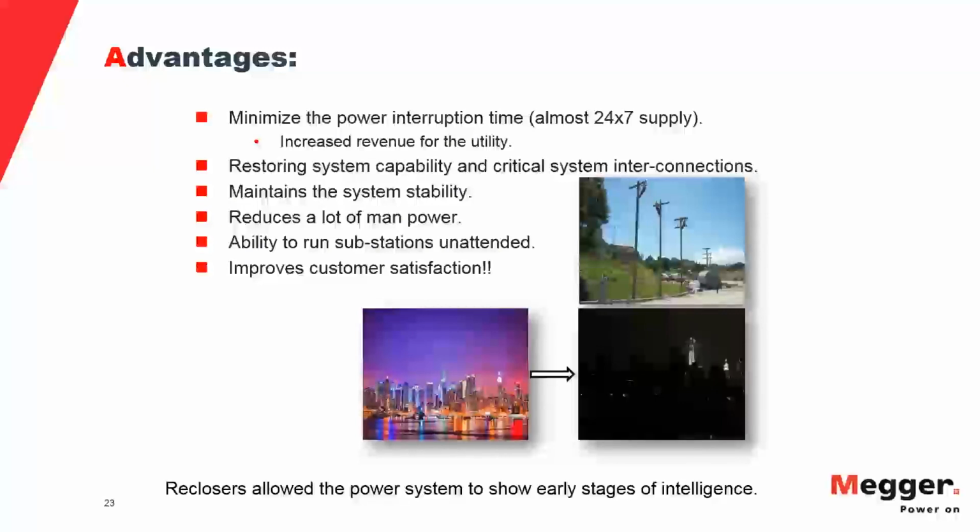Now, the reclosers, even though they were created 70 years ago, allowed the power system to show the early stages of intelligence. Today, we talk about smart grid, and we talk about artificial intelligence, and systems and things coming alive and presenting stages or signals of intelligence. Well, in the 1930s, when these technologies were invented, the system was already showing signs of intelligence by the simple means of allowing a mechanism to reclose itself without the intervention of a human being.